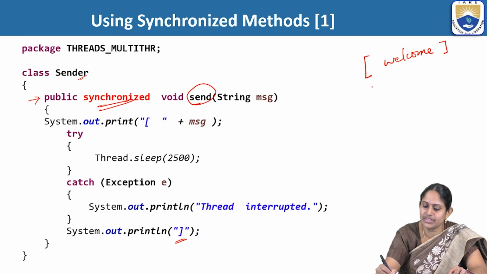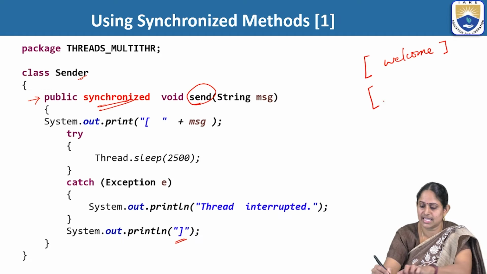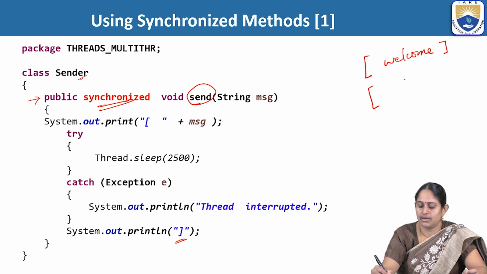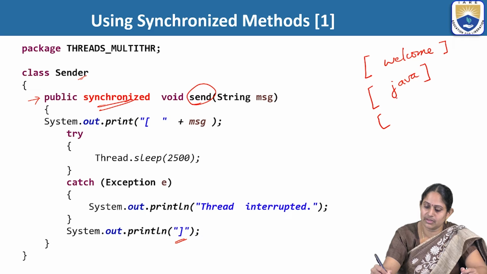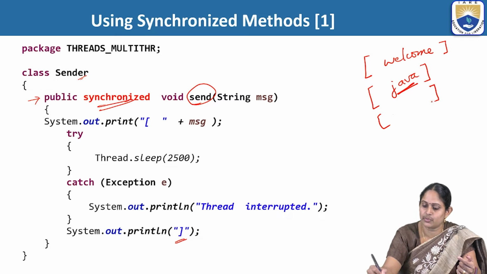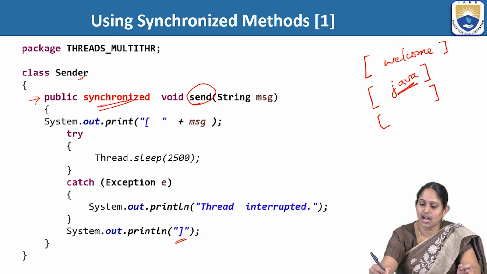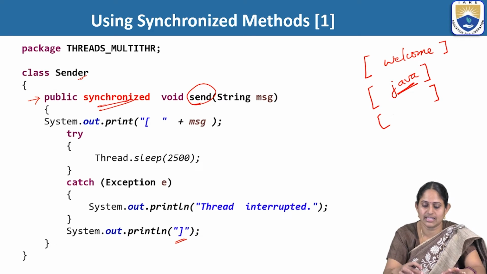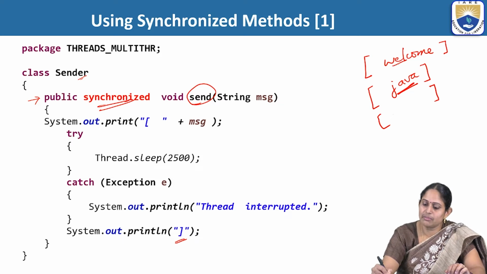So after that, the second thread will send the square bracket. Let's say the second message was Java, and then the square bracket. And the third one was, let's say, another message. Whatever message we are creating on the thread, that message will be displayed in between these square brackets. That is the work of this sender class send method. Whatever message we send will be displayed between the square brackets.